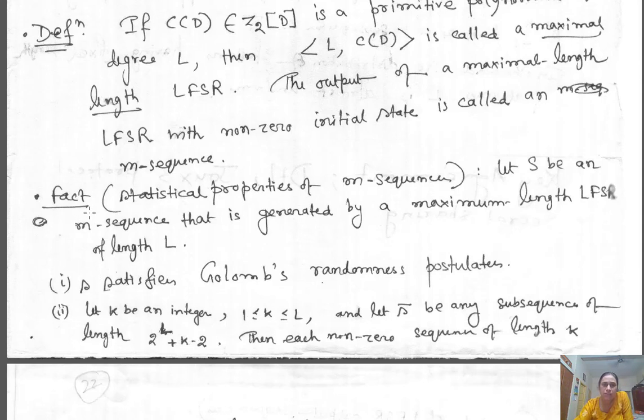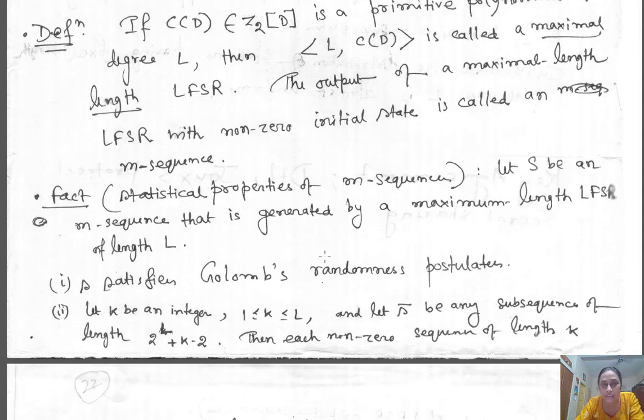Mentioning this fact here is essentially unnecessary, not unless I explain to you Golomb's randomness postulates. So when we state Golomb's randomness postulates, or what properties pseudo-random sequences should possess, maybe I will come to this again.